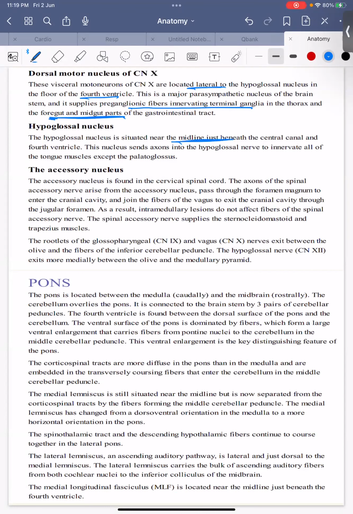Hypoglossal nucleus: it is in the midline, just beneath the central canal. This nucleus sends fibers to the hypoglossal nerve that will supply all the muscles of the tongue except the palatoglossus. The accessory nucleus is found in the cervical spinal cord. It's not in the brainstem.